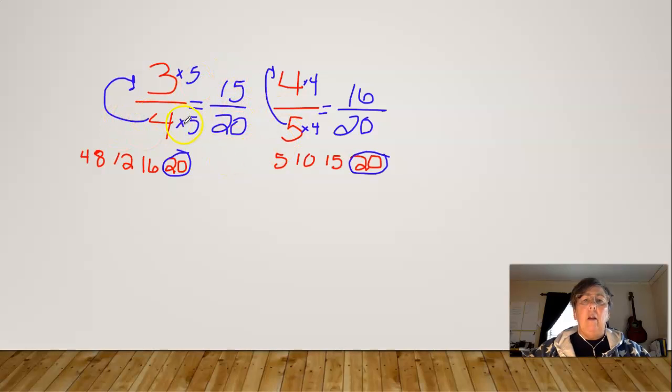So this one's smaller. This one's bigger. So 3/4 is less than 4/5. Common denominator.